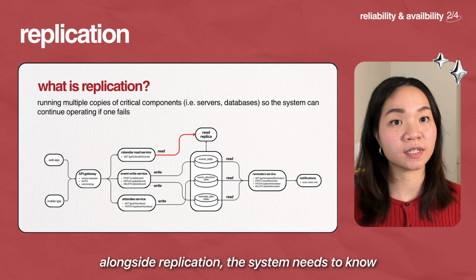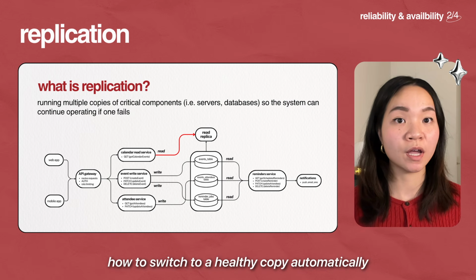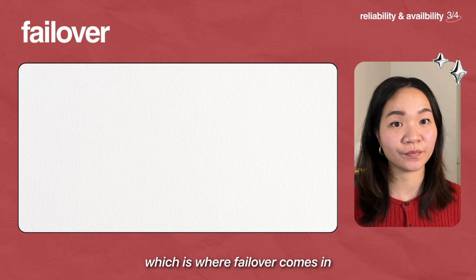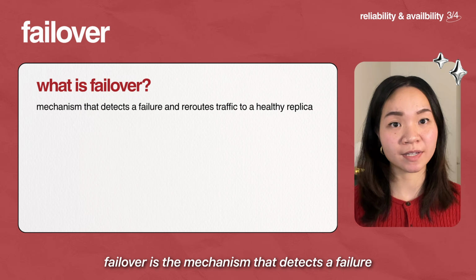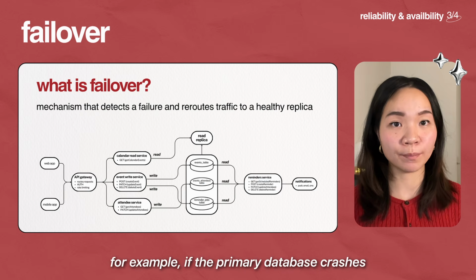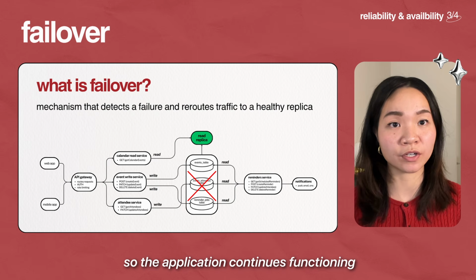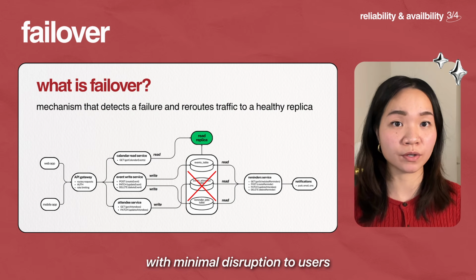Alongside replication, the system needs to know how to switch to a healthy copy automatically, which is where failover comes in. Failover is the mechanism that detects a failure and reroutes traffic to a healthy replica. For example, if the primary database crashes, a replica can be promoted to a primary so the application continues functioning with minimal disruption to users.